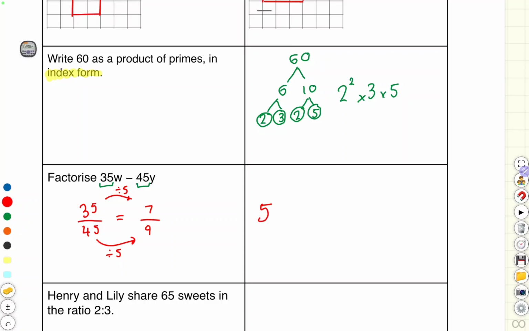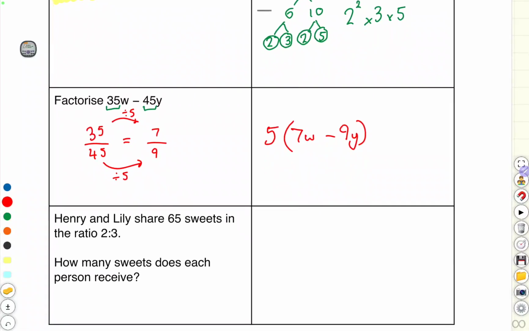So 5 can go outside. None of the letters can go outside. Now I know that 35 divided by 5 gives me 7. And I need a W after that. It was a takeaway sign because the question had that. And then the 45 divided by 5 gave me 9, and that's going to be 9y. And I close my bracket, and now that is factorised.